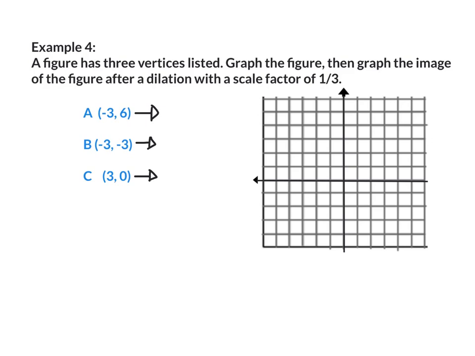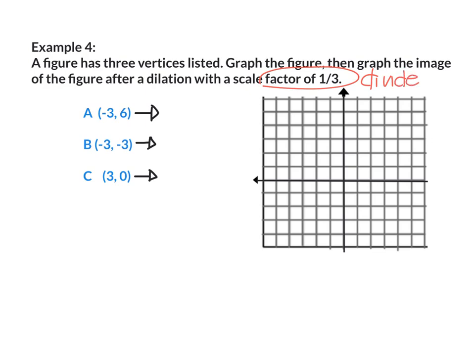Example number 4. A figure has 3 vertices listed. Graph the figure, then graph the image of the figure after a dilation with a scale factor of 1/3. So since they told me it's a scale factor of 1/3, that means I'm going to divide. But first, I'm going to plot my points.